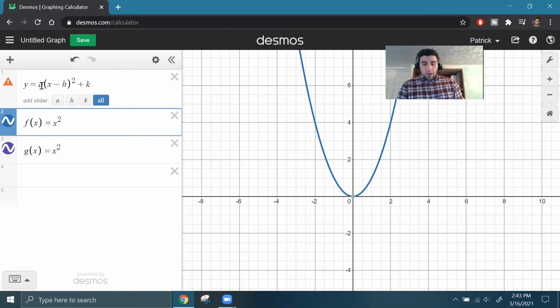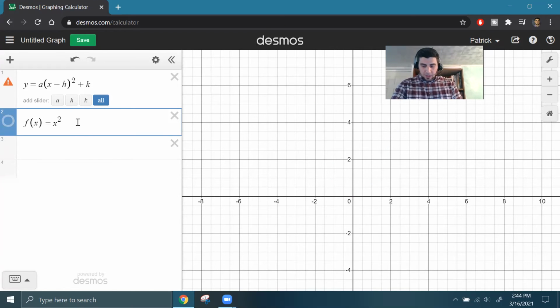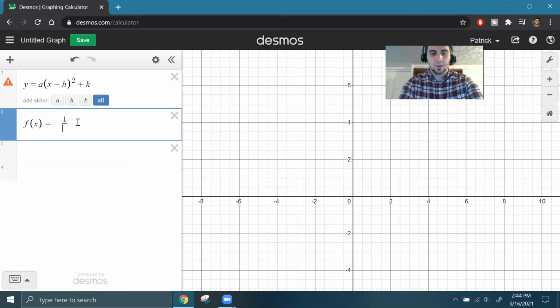Okay, so I want to look at a graph here or at a function. And what I'm going to do is type it in. And I want to see what we can come up with before we actually graph it. So negative 1/4 times x minus 3 quantity squared plus 2.